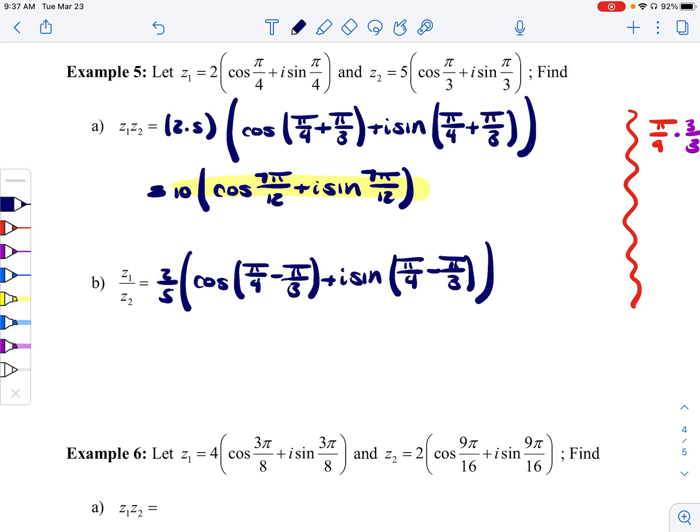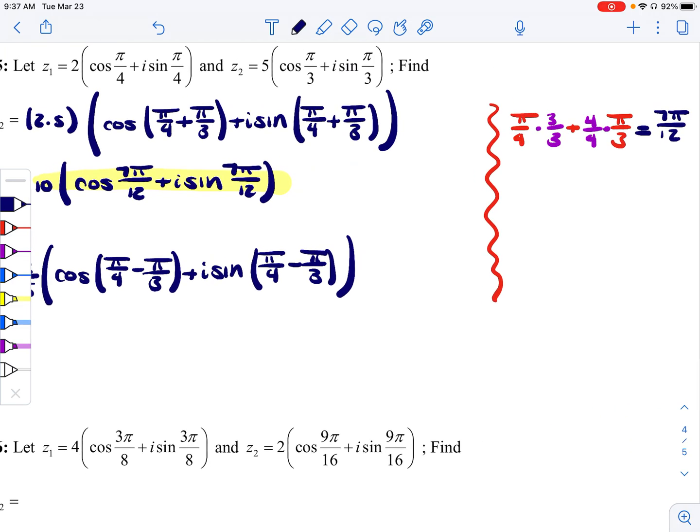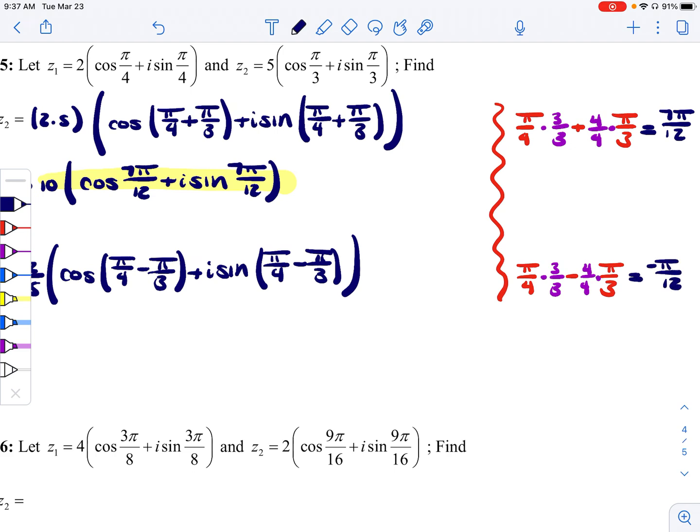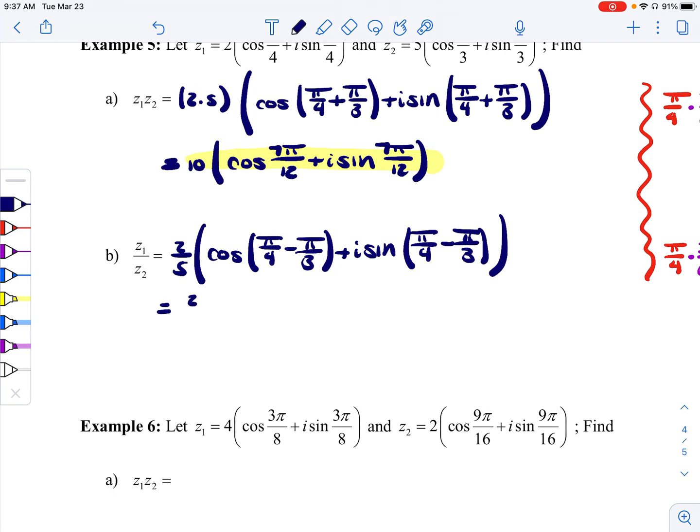Then we need to combine these angles. Again, think common denominator. Pi over 4 minus pi over 3, same LCD of 12. So 3 pi over 12 minus 4 pi over 12 gives us negative pi over 12. So this would be 2/5 times the quantity cosine of negative pi over 12 plus i sine of negative pi over 12.